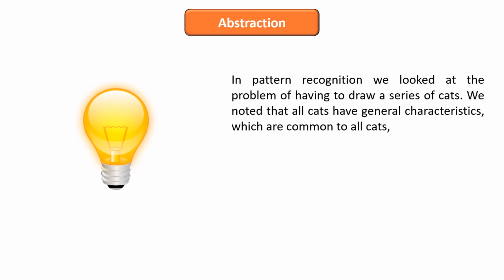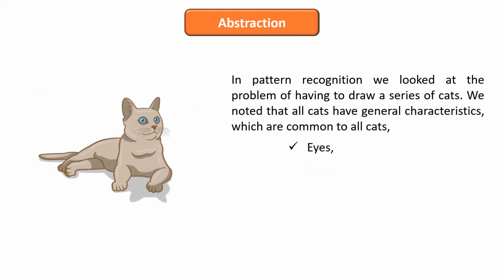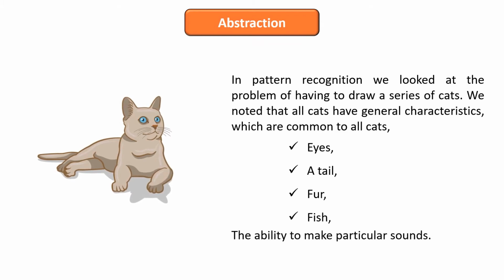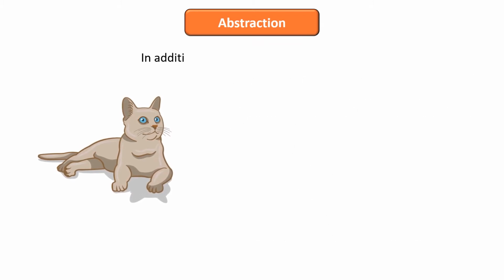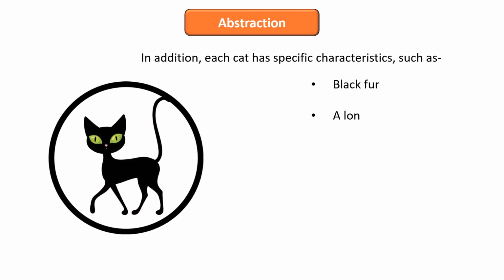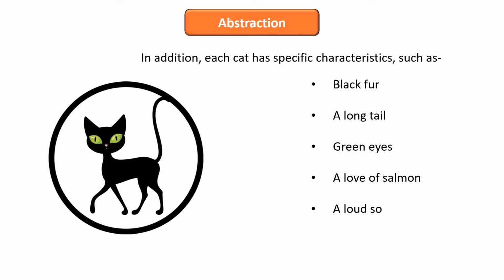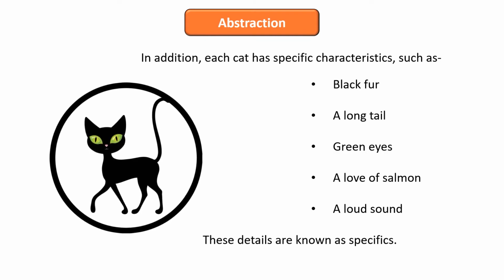In pattern recognition, we looked at the problem of having to draw a series of cats. We noted that all cats have general characteristics, which are common to all cats. For example, eyes, tail, fur, a liking for fish, and the ability to make particular sounds. In addition, each cat has specific characteristics such as black fur, a long tail, green eyes, a love for salmon, and a loud particular sound. These details are known as specifics.